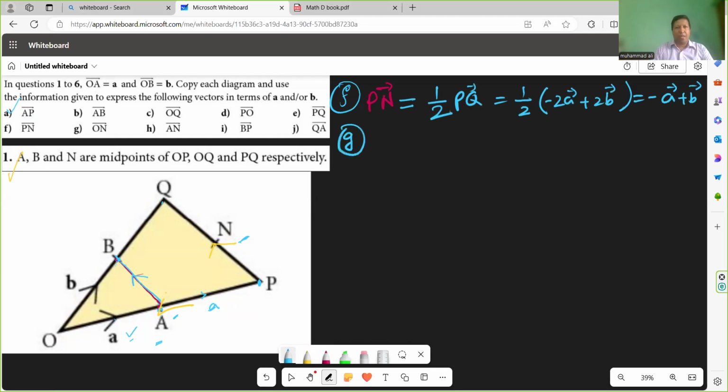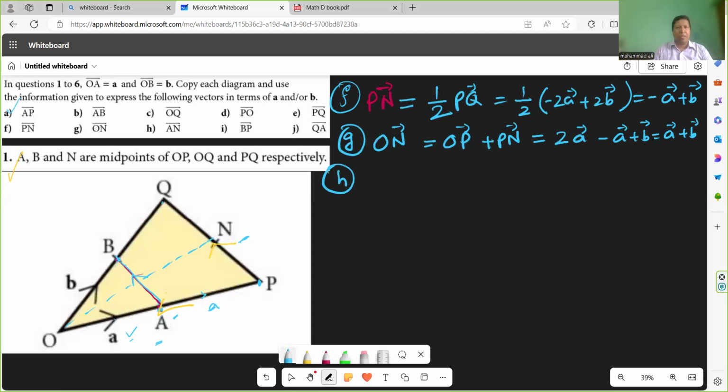Now G number, ON vector. ON vector, we can write OP plus PN. ON vector equals OP plus PN vector. OP equals 2A and PN equals minus A plus B. So it will be A vector plus B vector.